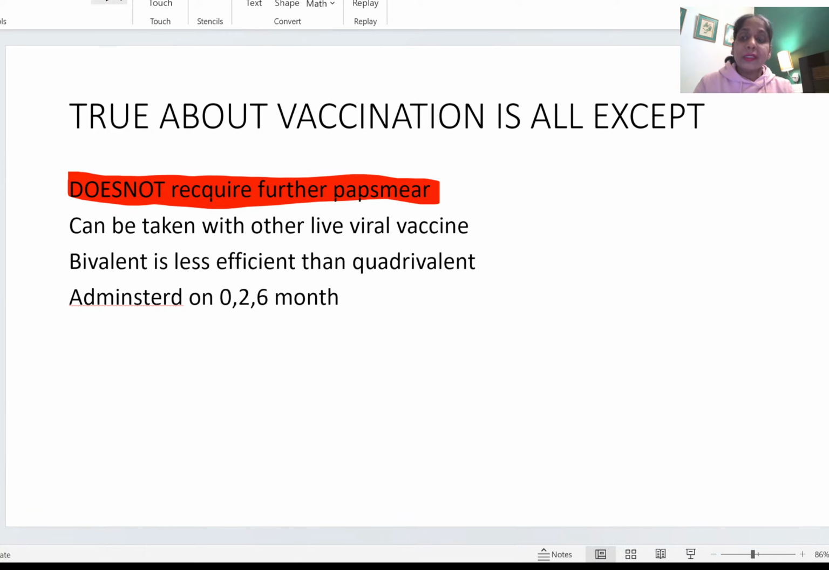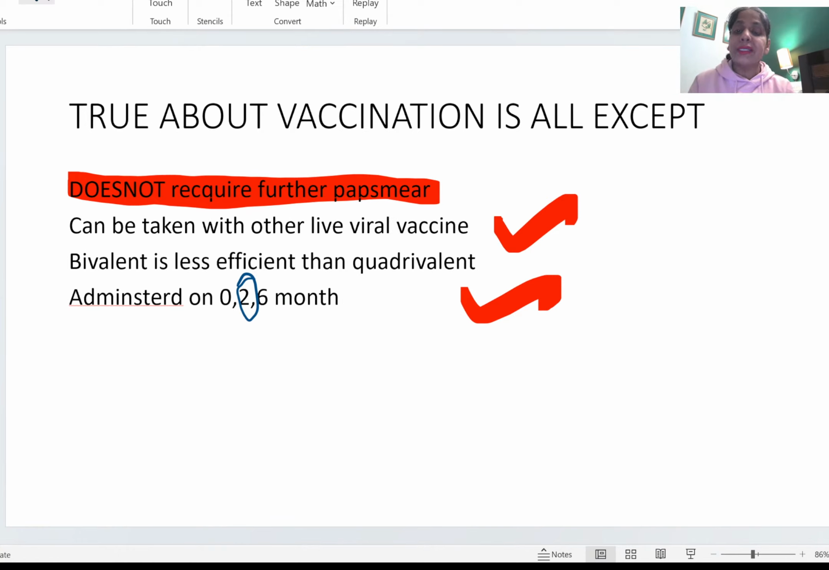Okay. So this is right, can be taken with live viral vaccine. Bivalent is less efficient than quadrivalent. Of course, bivalent is less efficient. Yes, I know that here 2 is written, but sometimes the doses come like 016, sometimes like 026. So the most wrong answer is A. Answer is A.